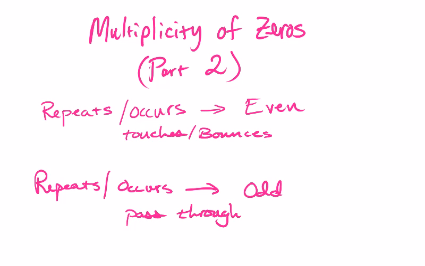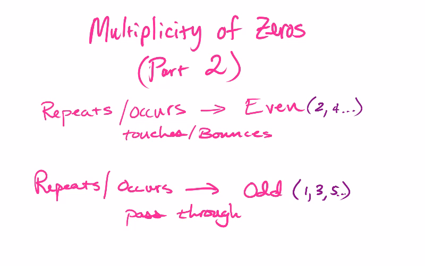So just to make sure we're all clear, if the number occurs an even number of times, like 2 times, 4 times, and so on, then it would touch or bounce off the x-axis. If it occurs 1 time or 3 times or 5 times, something like that, then it would pass through the x-axis.